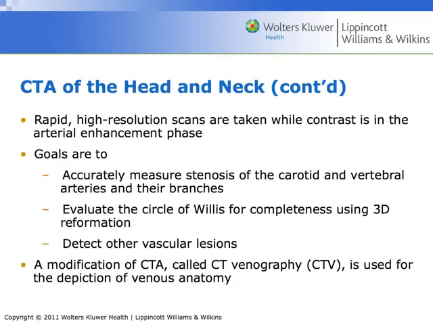The goals are to accurately measure any kind of stenosis of the carotid and vertebral arteries and their branches, and to evaluate the circle of Willis completely. A lot of times we're going to do some kind of 3D reformat, some really pretty reformats, post-processing at a TeraRecon station, and then also we'll do MIPs. We may be able to see other vascular lesions. Occasionally, and I've never done one of these CT venographies, but if you want to do that, you could, I guess, to assess for venous anatomy. You would probably still inject a bolus pretty rapidly, but you're going to delay the initiation of the scan.